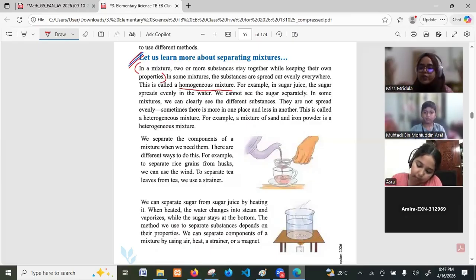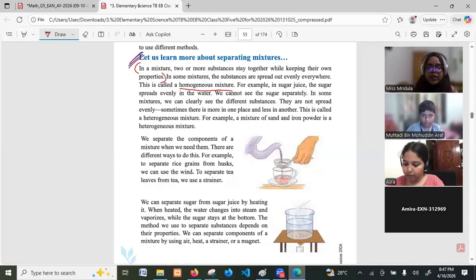In the first sip, it will be a bit sweeter. The second sip, it will not be that sweet. It will not be like that, right? Because the mixture of lemon and the sugar has spread evenly throughout the water. So even if we drink it for the first time, or when we are finishing the glass, the taste will be the same, right? So this type of mixture is called a homogeneous mixture. Okay, we cannot see the sugar separately.